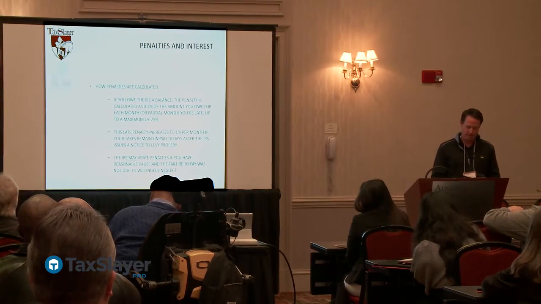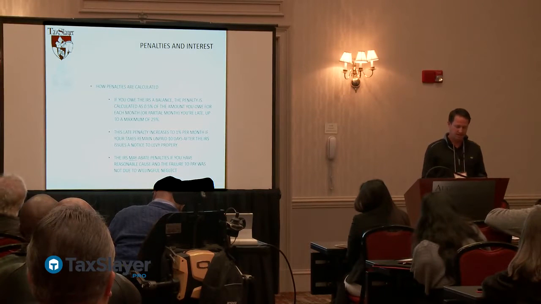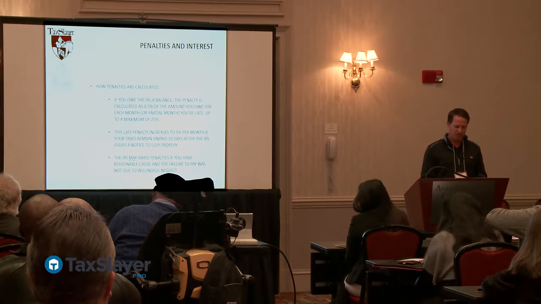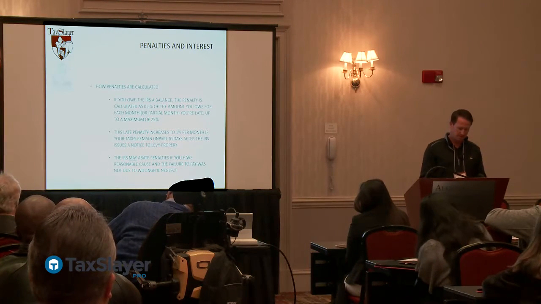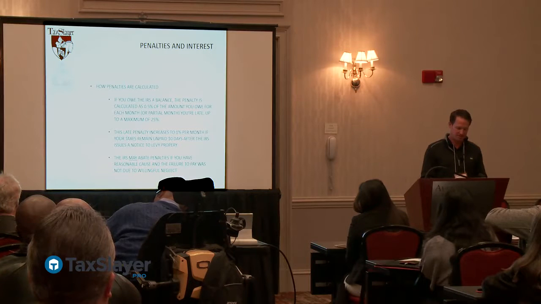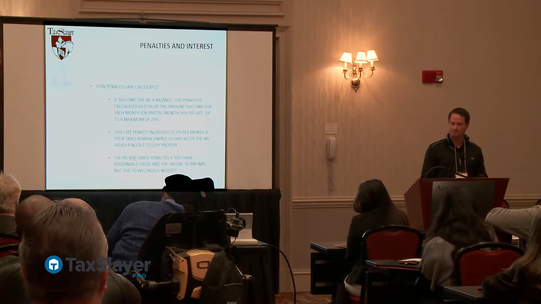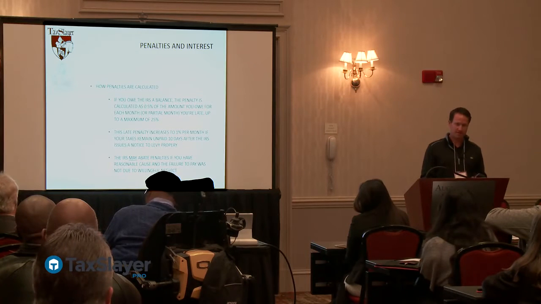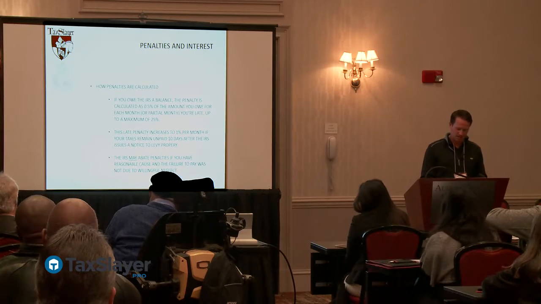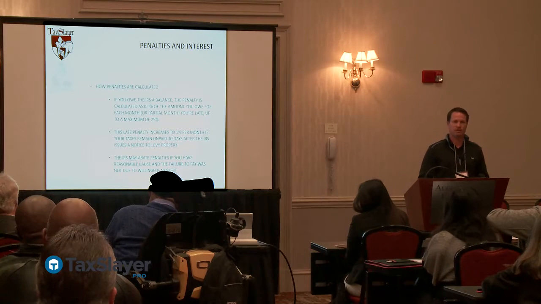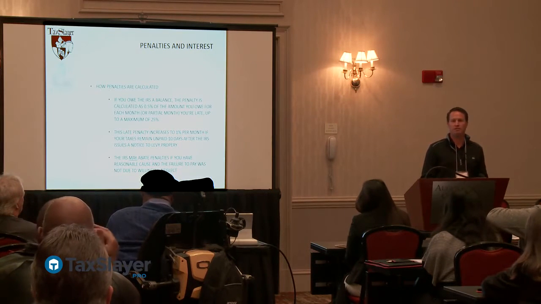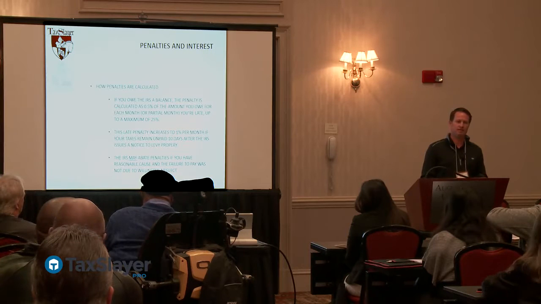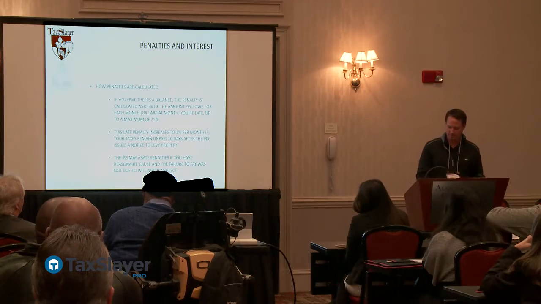How are penalties calculated? If you owe the IRS a balance, the penalty is calculated as 0.5% of the amount you owe for each month or partial month you're late, up to a maximum of 25%. The late penalty increases to 1% per month if your taxes remain unpaid 10 days after the IRS issues a notice to levy property. Okay? The IRS may, and I say may, abate penalties if you have reasonable cause and the failure to pay was not due to willful neglect. Again, they're a little bit tougher on that now. They make you submit in writing, send the form in, but a lot of times you can get it abated. You may have to work at it, but you can get it abated.